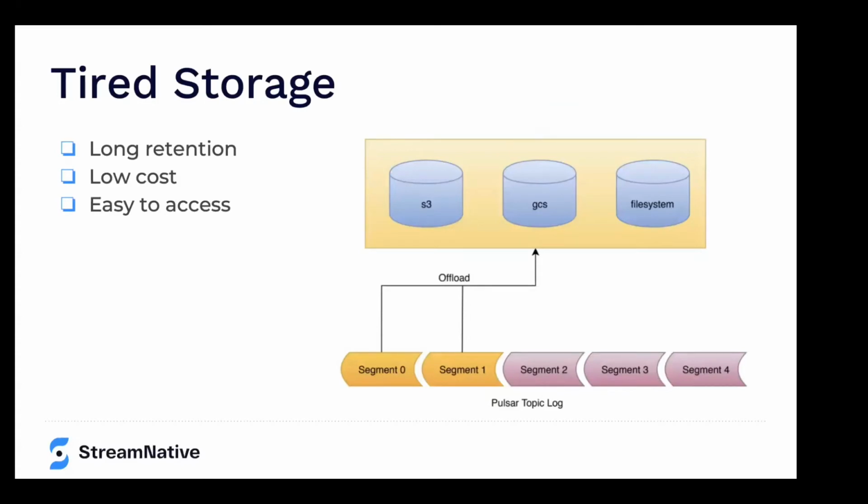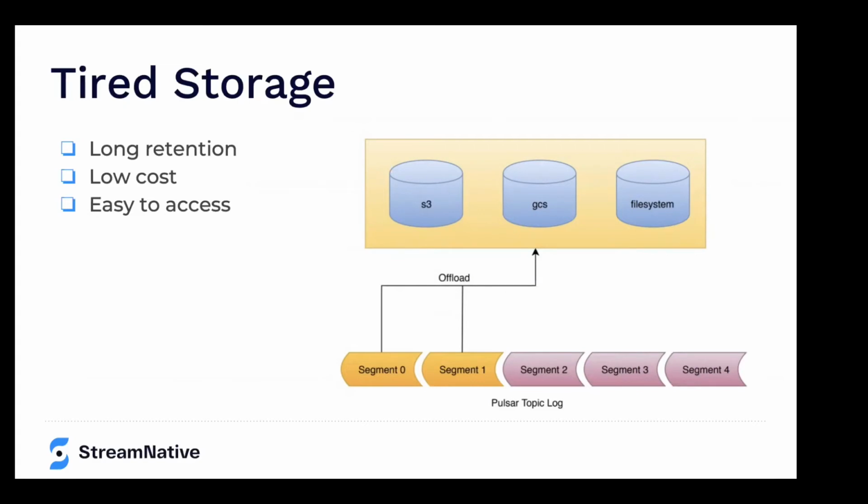Beneath the bookkeeper layer, we also provide the tiered storage functionality, with which you can offload your segments from the bookie to mature industrial storage systems like S3, GCS, or Hadoop file systems. For S3 and GCS, we use Apache jclouds to provide the support.